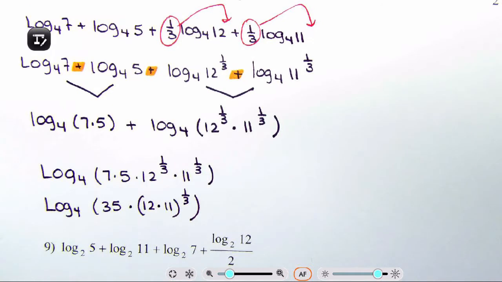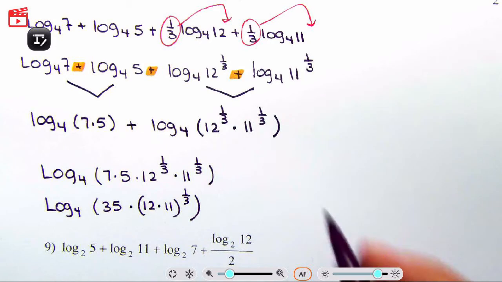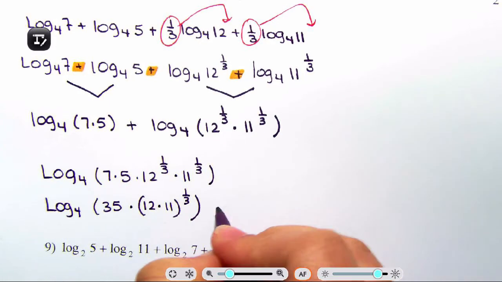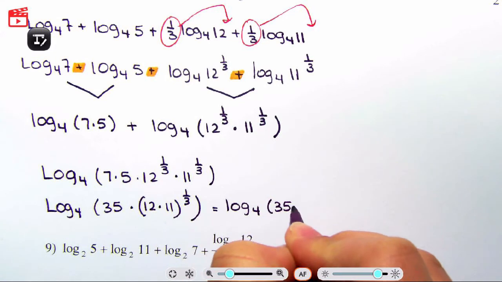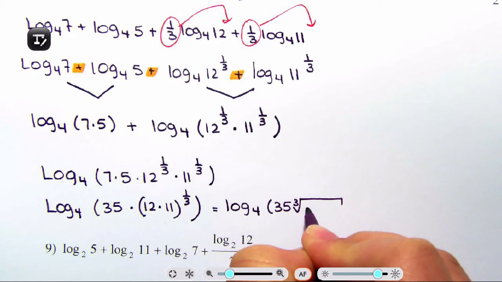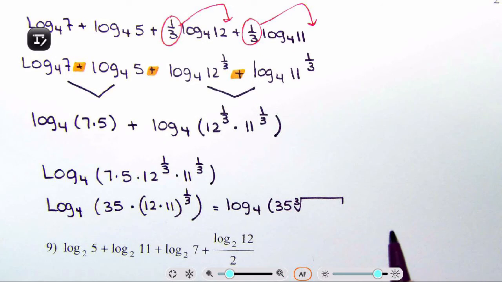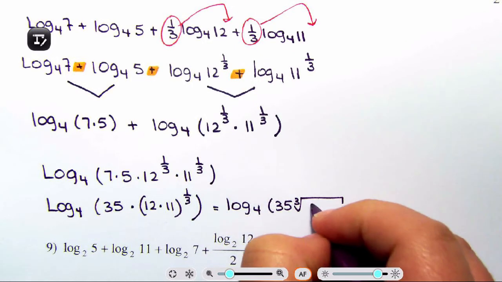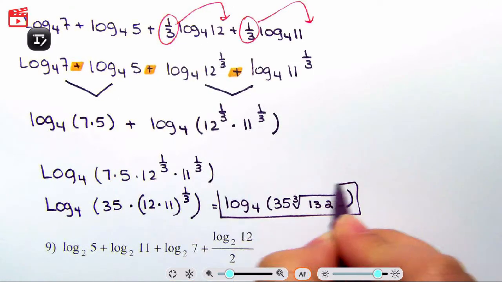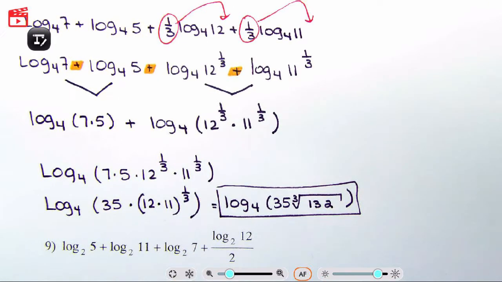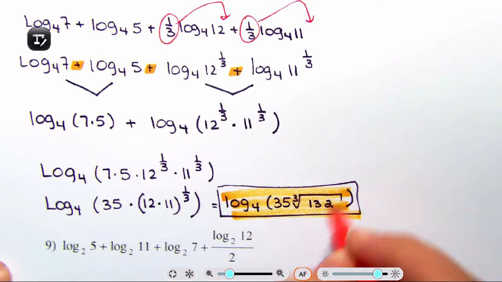And again, if you're in my class, you know that multiplication is king, so the only reason we can do this is because of multiplication, which means that my final answer is log base 4 of 35 times the cube root of 12 times 11, and 12 times 11 is 132. Let me highlight that since we're highlighting our final answers.